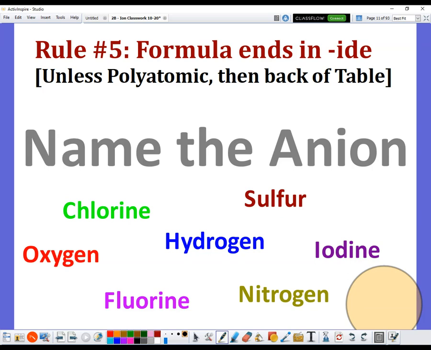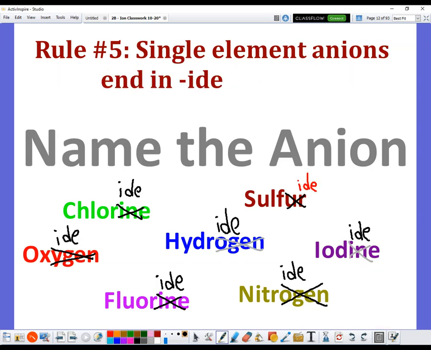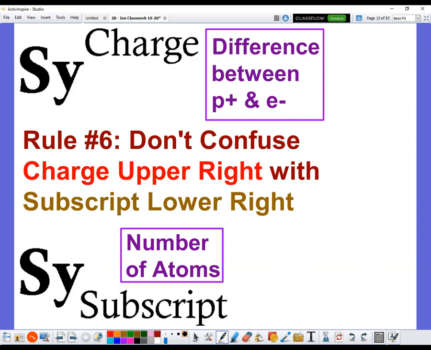Rule 5, formulas will end in ides. So you've got all these anions, chlorine, oxygen, hydrogen, sulfur, iodine. Well, all of them become ides. Chloride, oxide, sulfide, hydride, iodide, nitride, fluoride. Ide. Okay, so you need to make sure that you're ending your formulas with ides, unless it's polyatomic, in which case just do whatever the back of the periodic table tells you.